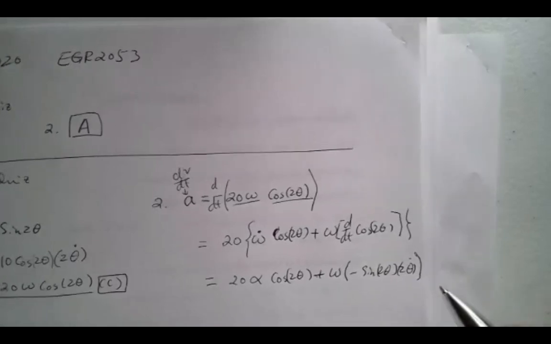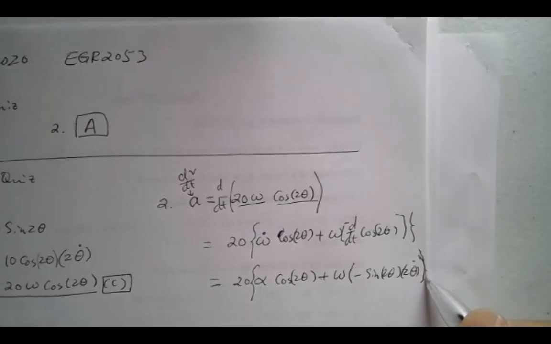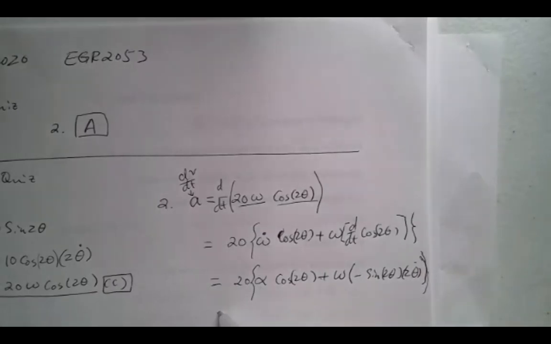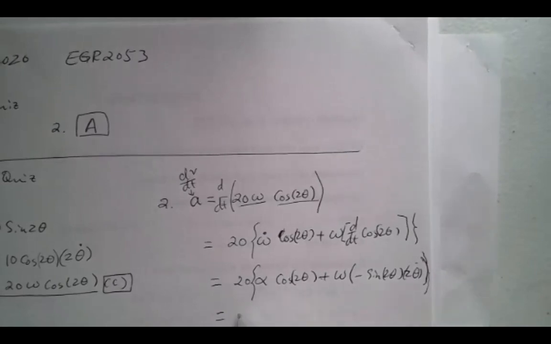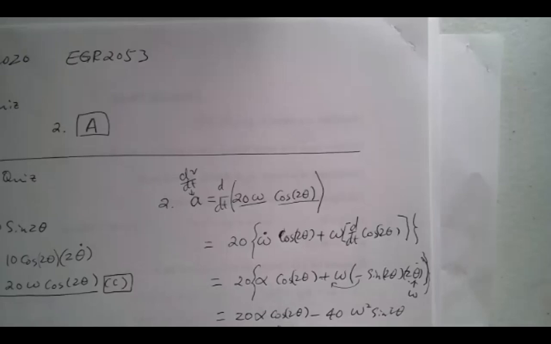And then again, you would do parentheses over there. So now what you will be having is 20 alpha cosine 2 theta. The minus goes in front, minus 20, or actually 40 because there's a 2 here. So minus 40 omega, and there's another omega here, so omega square sine 2 theta. So this is what you have for the second one.